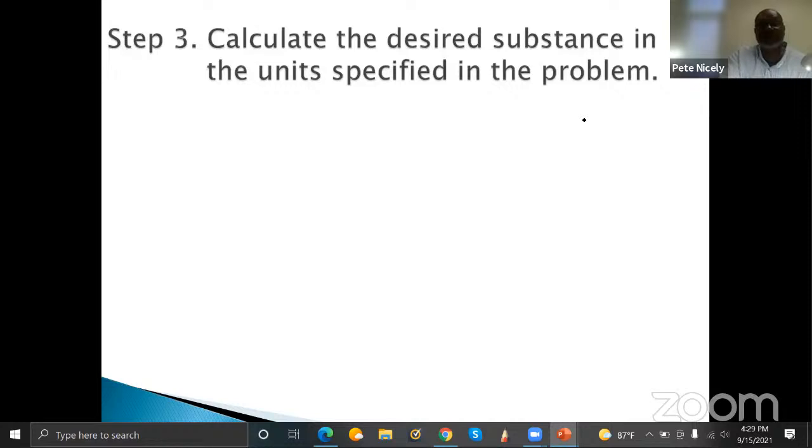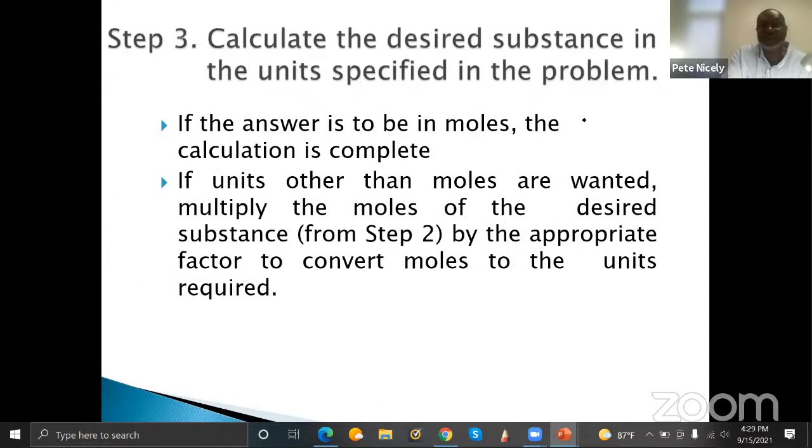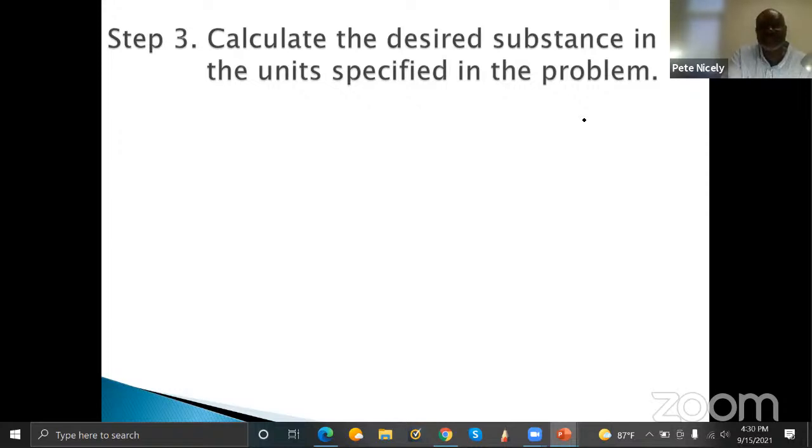The third step, of course, is only if required, because sometimes questions don't require this. Whatever you get as the mole value in step 2, if required, you may convert it to the equivalent mass value. If the answer is to be moles, then you don't need to do anything else. But if you need to convert to grams, let's say, then you need to multiply the mole value by the appropriate conversion factor.